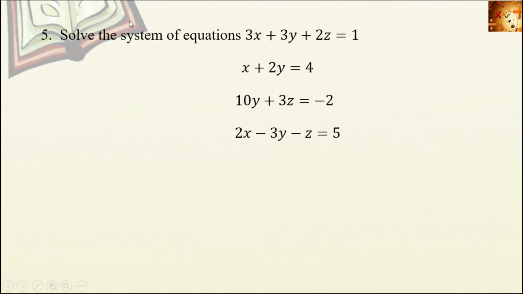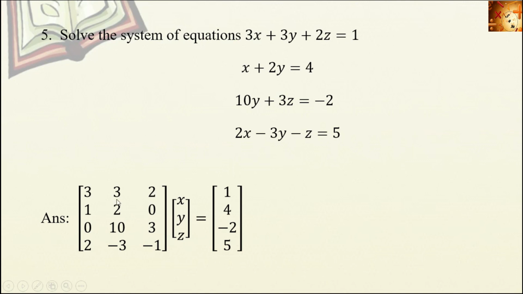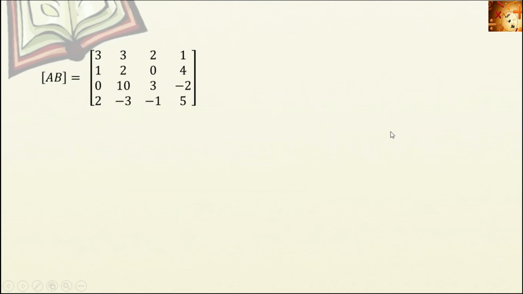Next problem, solve the system of equations. We have 4 equations with 3 variables. Okay, 3x plus 3y plus 2z equal to 1, x plus 2y equal to 4, 10y plus 3z equal to minus 2, 2x minus 3y minus z equal to 5. These are the transformations.